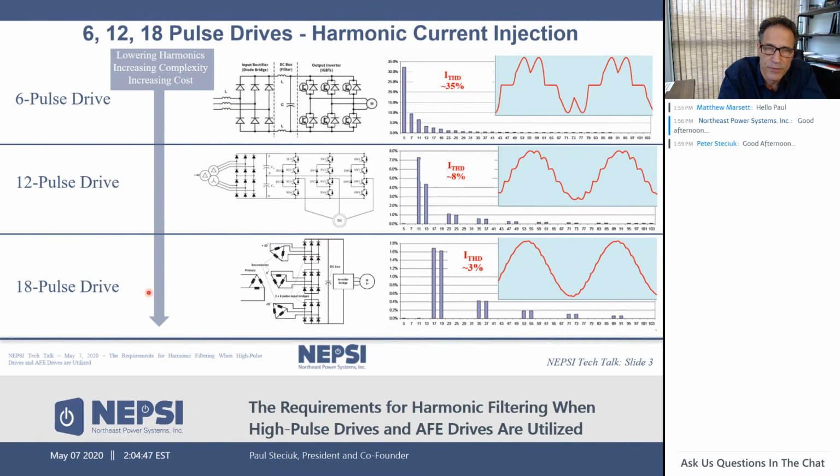As you go up in pulse number, you also go up in cost and in complexity. That's something to always think about as you're applying drives: if you go to 12 pulse or to 18 pulse, you're going up in complexity and also in cost. And this type of drive, unlike the AFE drive, can have a poor power factor, so that is also something to think about. Standard 6, 12, and 18 pulse drives typically have a worse power factor than an active front end drive.